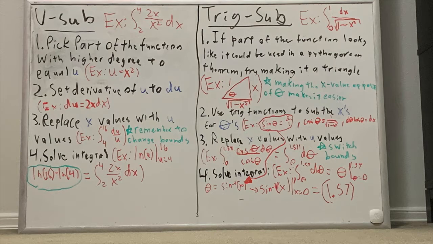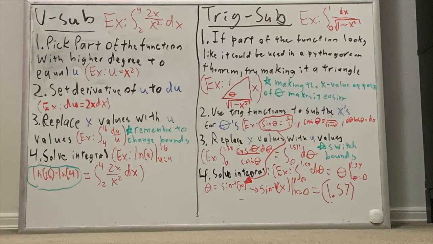So for this one, we replace the dx on top with cosine theta d theta, and the square root of 1 minus x squared on bottom with cosine theta. And don't forget to switch the bounds, that's very important. After cosine theta over cosine theta is 1, so we finish with the integral of d theta, which takes us to theta, and we know from earlier that theta is inverse sine of x.